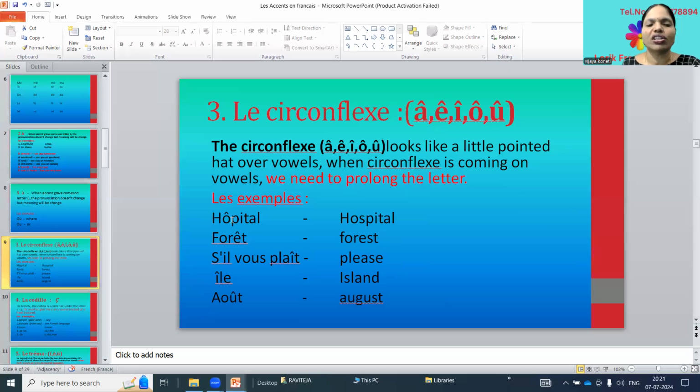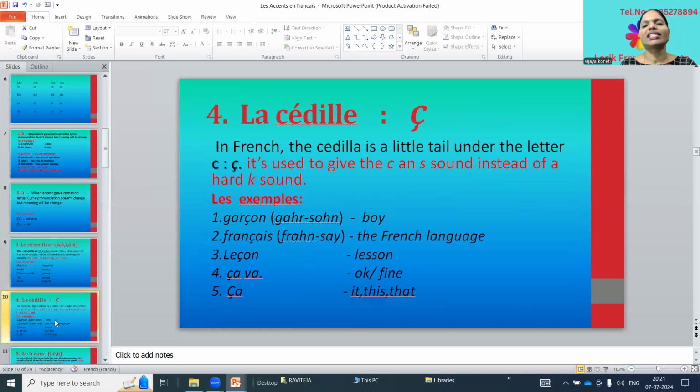See once again: hôpital, hospital. Here also, instead of an S, we can give a circumflex. Forêt, forest. Instead of an S, circumflex. S'il vous plaît, please. Île, island. Août, August. D'accord? And the next one, the fourth one, la cédille.